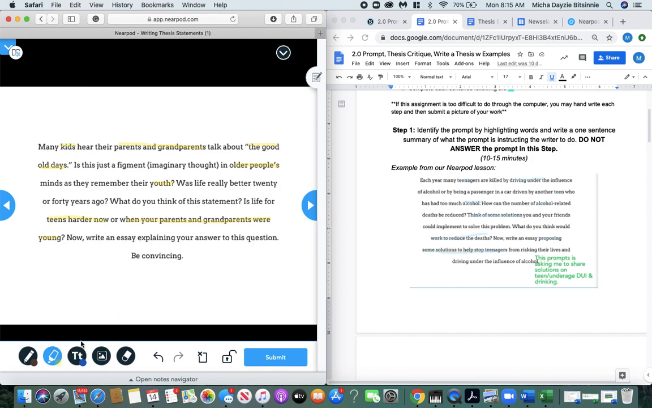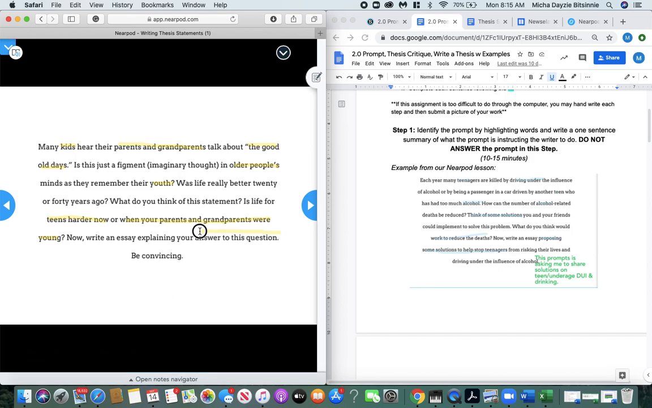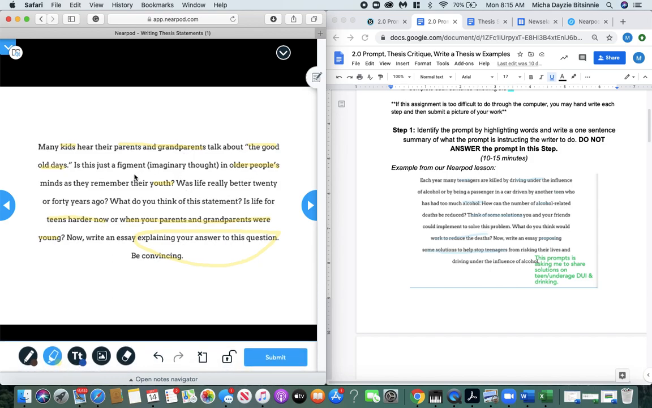So it doesn't tell you which question, so you've got to look at these other questions. Older people's minds, is it a figment of imagination? Older people's minds as they remember their youth? Or was life really better 20 or 40 years ago? Or what do you think of this statement? So there's a lot of questions in here. Is life for teens harder now or when your parents and grandparents were young?